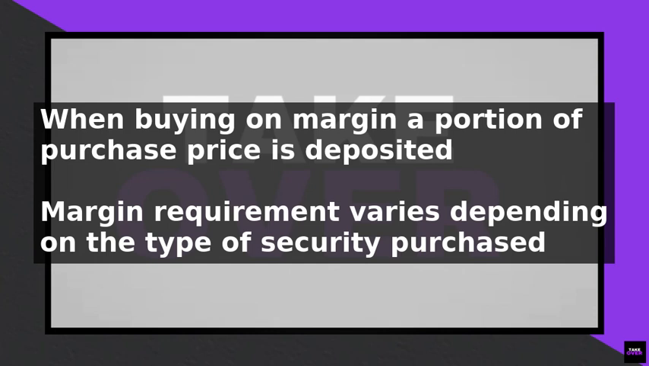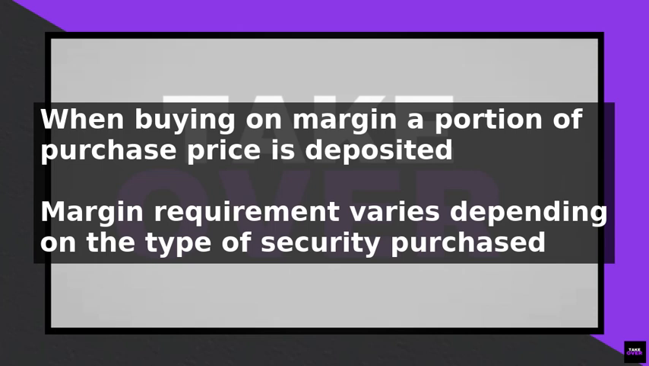total cost would be $5,000. If the margin requirement is 50%, you would need to deposit at least $2,500. And Schwab would lend you the remaining $2,500.